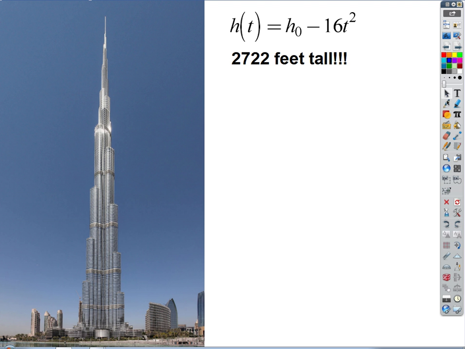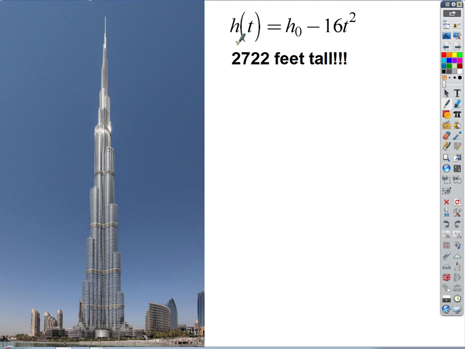So here's our formula. Let's say that we want to drop a water balloon off the top of this thing. That'd be the ultimate water balloon drop, wouldn't it? Okay, so we're going to drop a water balloon off the outside of the building. Let's answer a couple questions about that. Let's do a little physics.